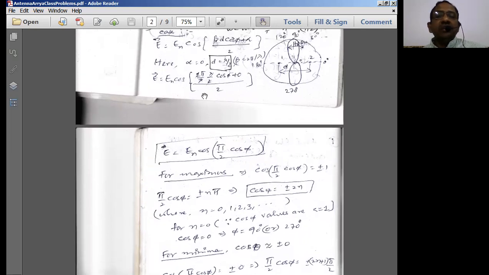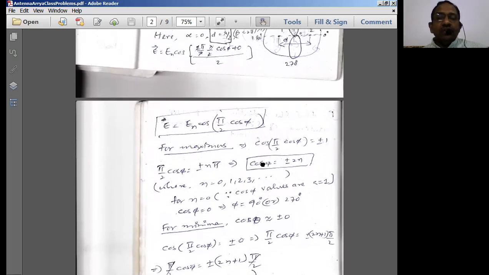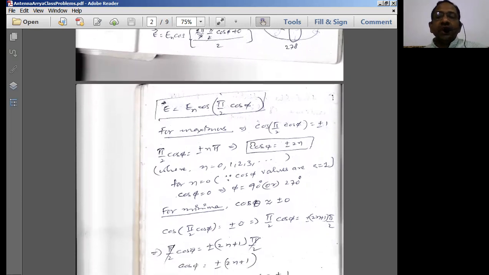Then we get beta d as 2 pi by lambda into lambda by 2 cos phi. The 2 gets cancelled, lambda gets cancelled, and finally we are left with pi by 2 cos phi. Alpha is 0 anyhow, so E is equal to En cos of (pi by 2 cos phi). Once we get this, let us look at it now.